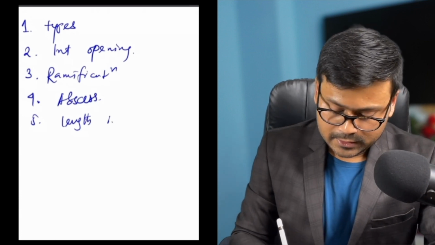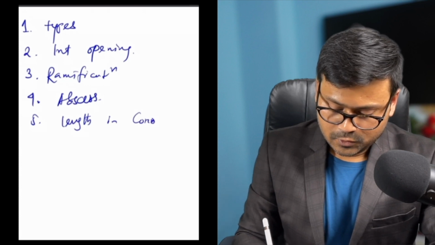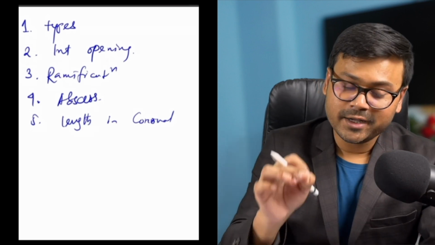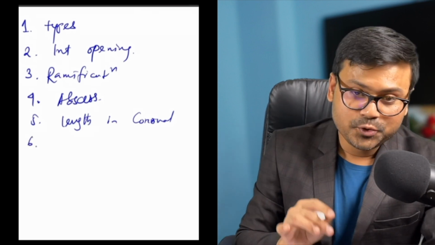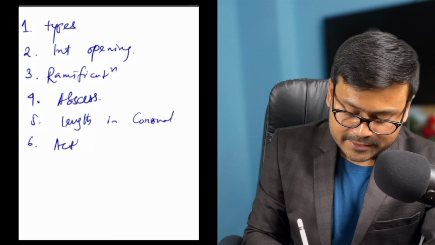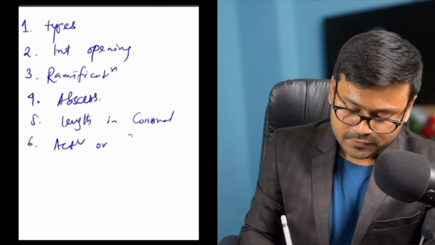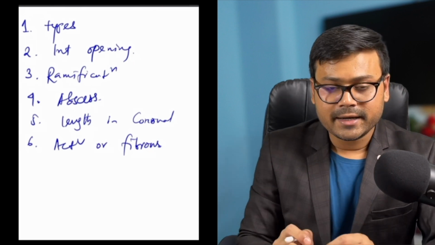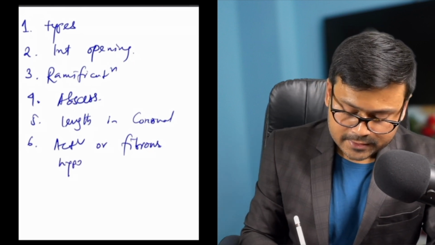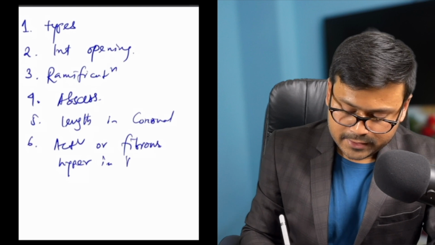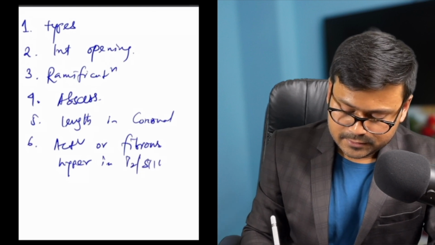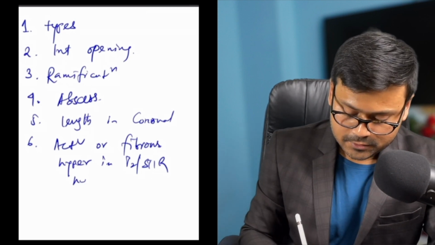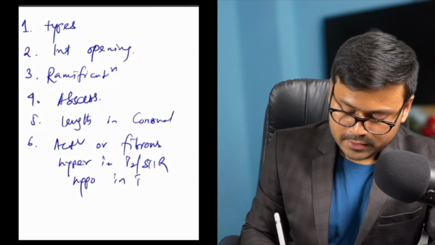So length in coronal T2 or STIR, whatever you are comfortable with. And number 6 is again very, very important. You should mention whether the tract is an active tract or a fibrous tract. Well, how do you differentiate it? Active tract is hyper in T2 and STIR, whereas fibrous tract is hypo in T2. Okay, so hypo in T2.